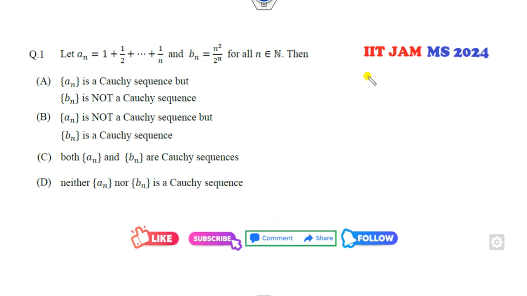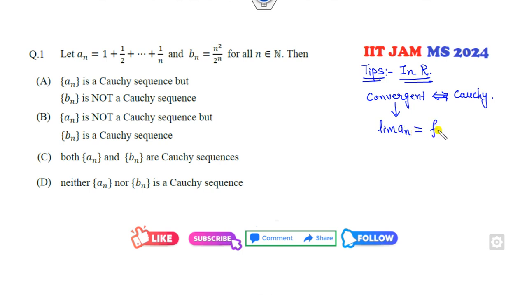The first question is related to mathematics, and it's a sequence. Whenever you are working on the real line, if you prove that the sequence is convergent, then it implies it is Cauchy as well. Now, to prove the sequence is convergent, you can find the limit. If it is finite as well as unique, then you can say the sequence is convergent. Make sure the uniqueness is one of the most important things.